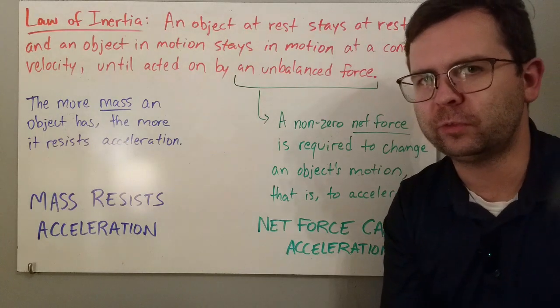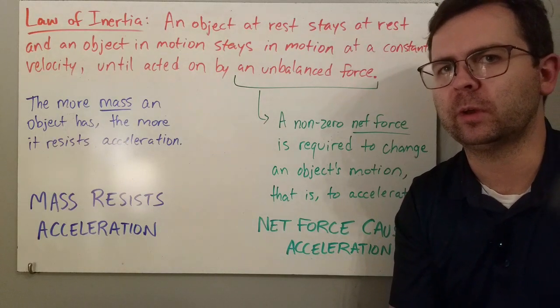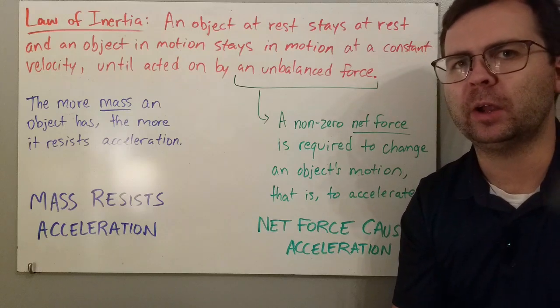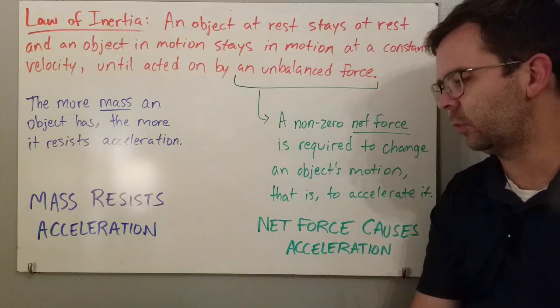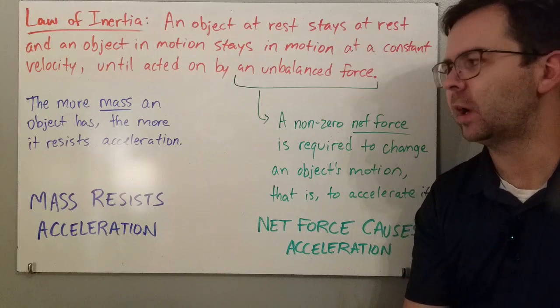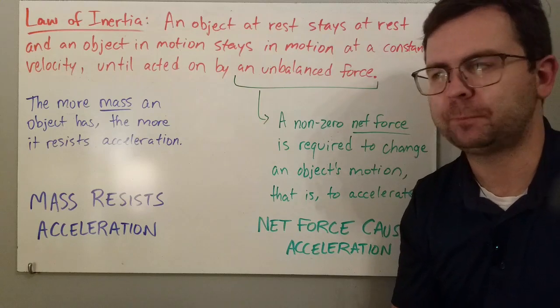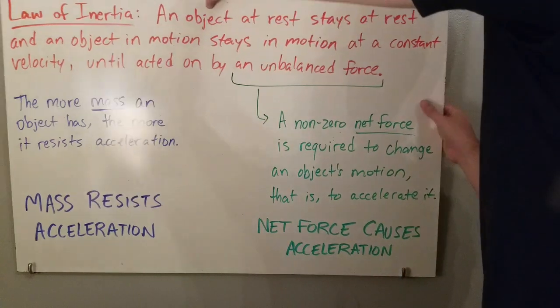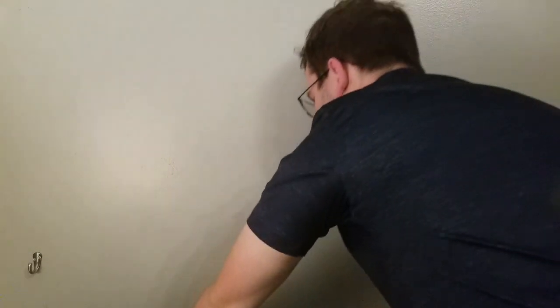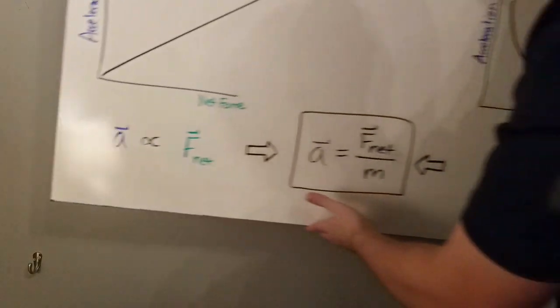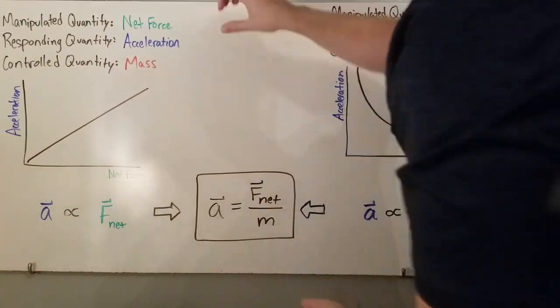So to do physics, we want to get a little bit more specific and figure out by how much the net force causes acceleration. What kind of effect does mass have on acceleration? How much of an effect? To do this, we can do a science experiment. We need to do two experiments to show the relationship between the two different quantities.